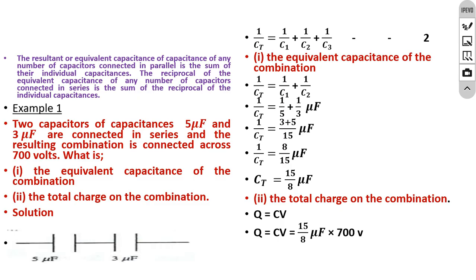So when we do that, we will have it at 15/8 microfarad times 700 volts. When we simplify it, we'll get Q equals to 0.0013 coulomb. So that's all for this very equation. If we don't write it in ordinary form, we can write it in index form or the form of indices.